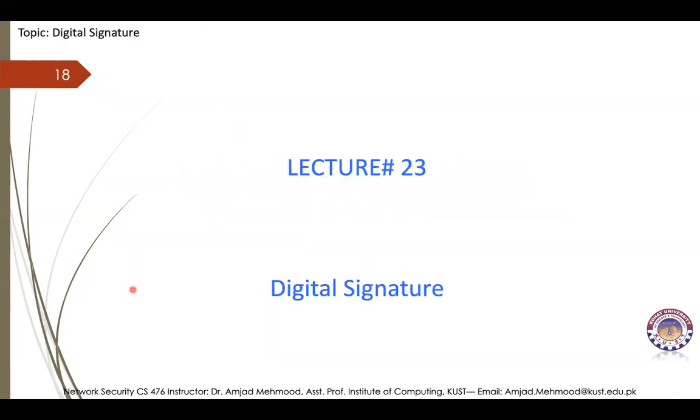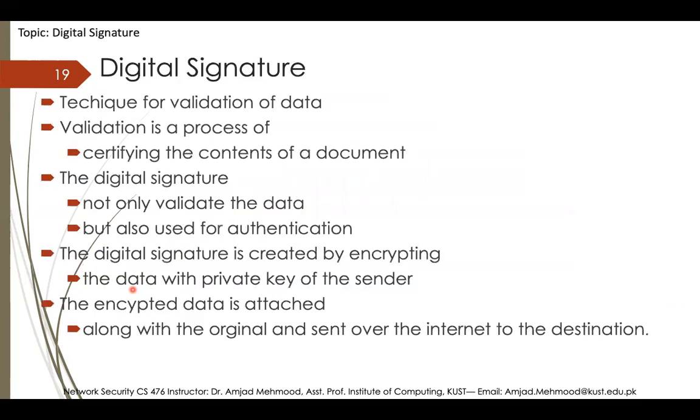So let's start with lecture number 23, digital signature. Digital signature is a technique for validation of data. Validation is a process of certifying the content of a document which is sent by the sender. For example, if I receive some document from any sender, first of all I must know that the sender is authorized to send me that. This is done by the digital signature.